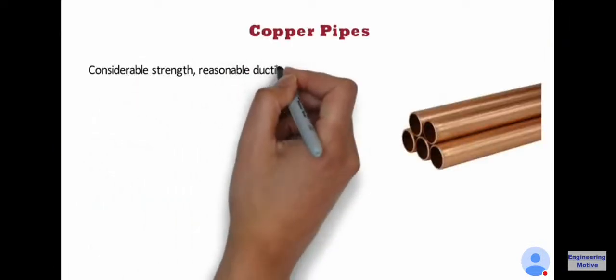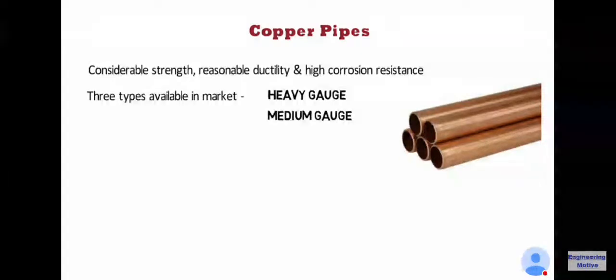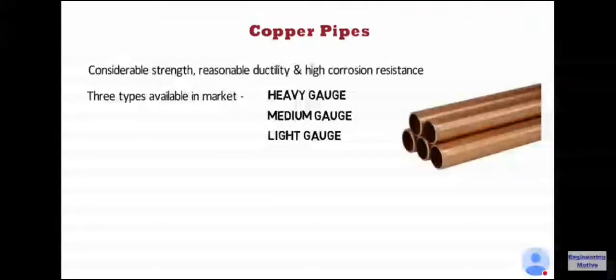Copper pipes. Copper pipes have considerable strength, reasonable ductility and high corrosion resistance. There are 3 gauges. Heavy gauge means the wall thickness of the pipe is more. Medium gauge means the wall thickness of the pipe is medium. And light gauge, the wall thickness of the pipe is less.